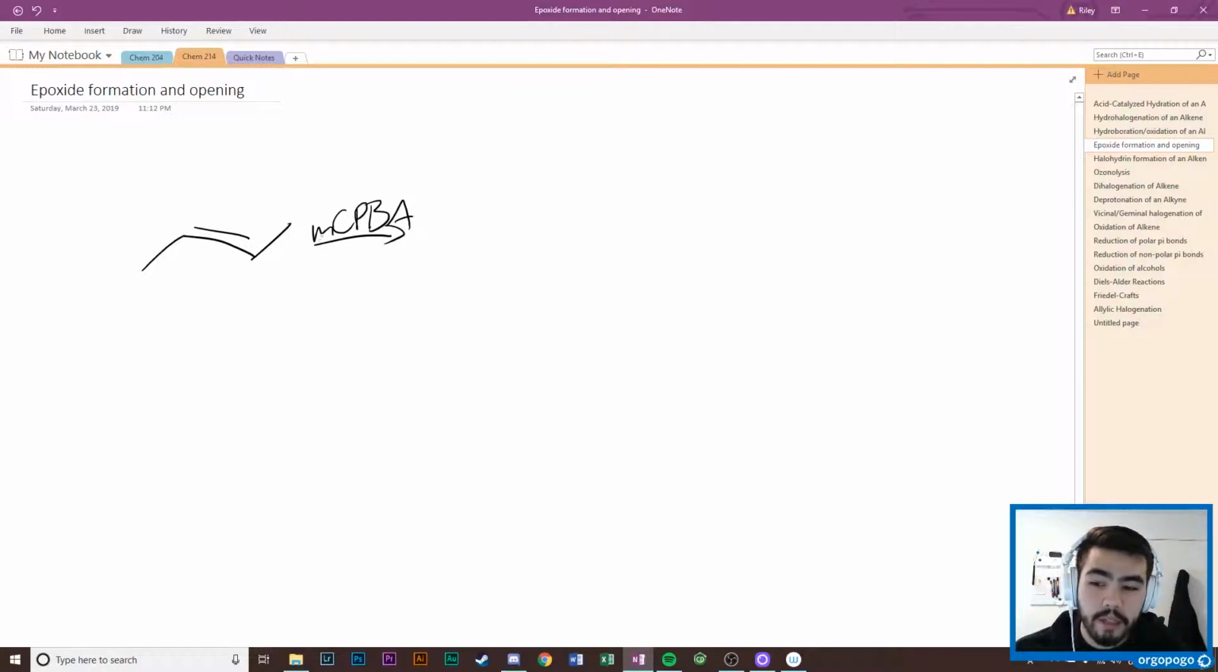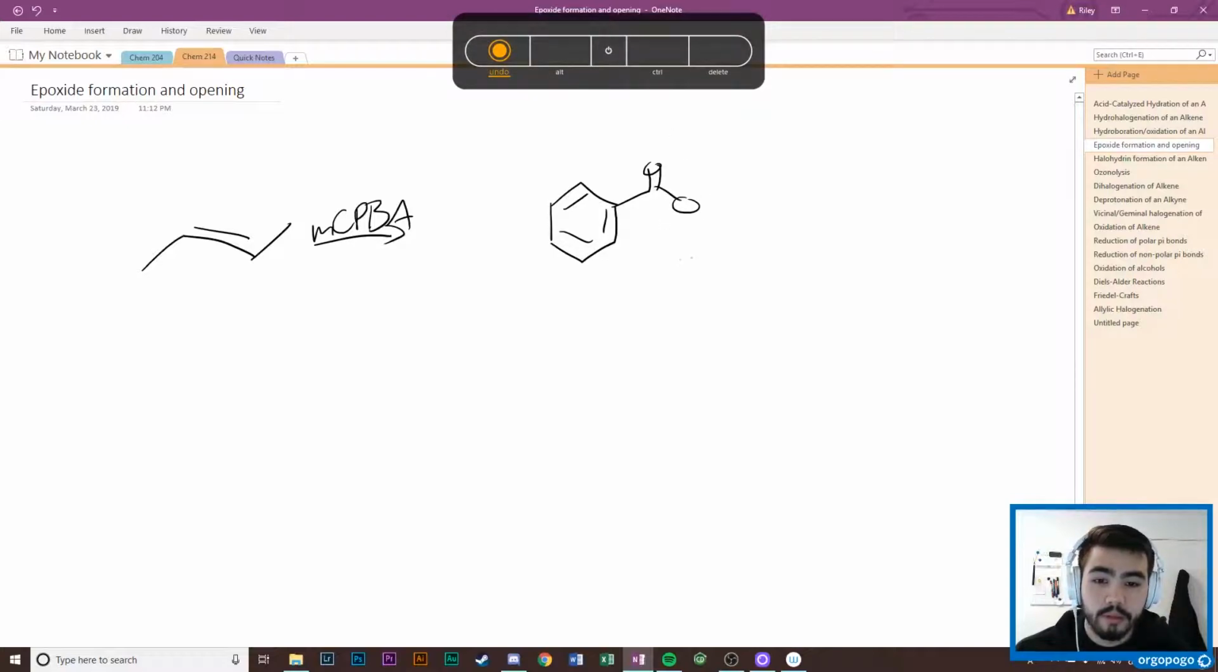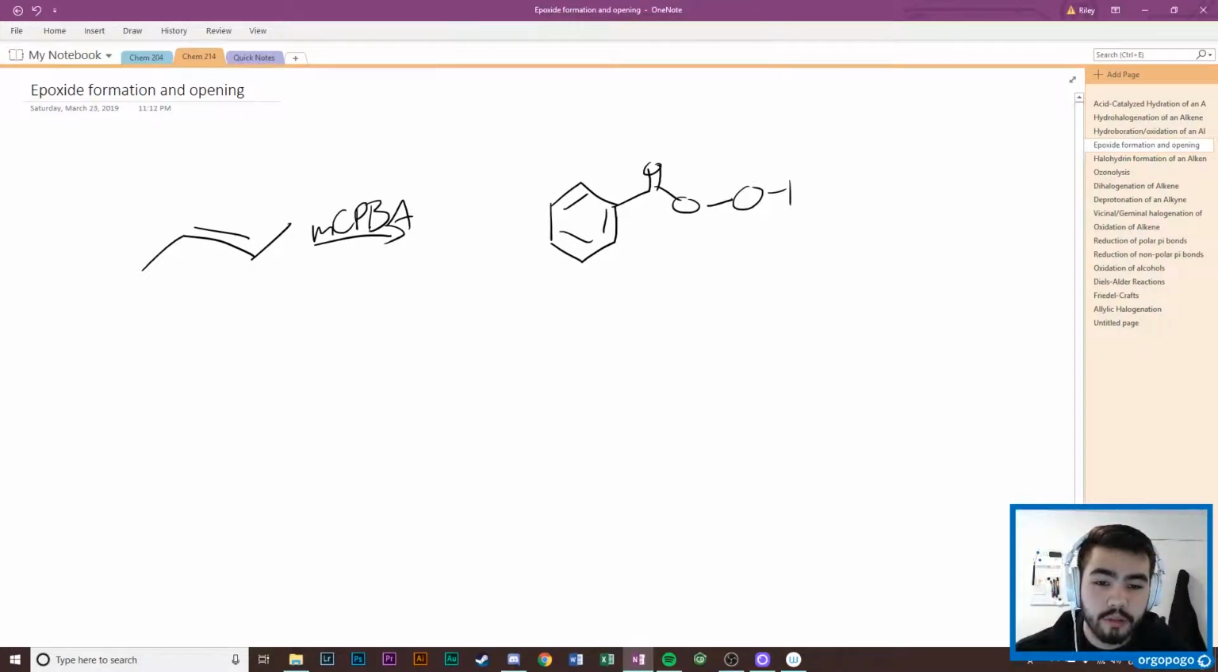That is meta-chloroperbenzoic acid. So first of all, we'll draw benzoic acid. That's this guy right here. But it's perbenzoic acid, so the per means an extra oxygen. Meta-chloro, this is ortho, this is para, this is meta. So it gives you a meta-chloroperbenzoic acid. But all you really need to know is that the whole thing is a per acid.